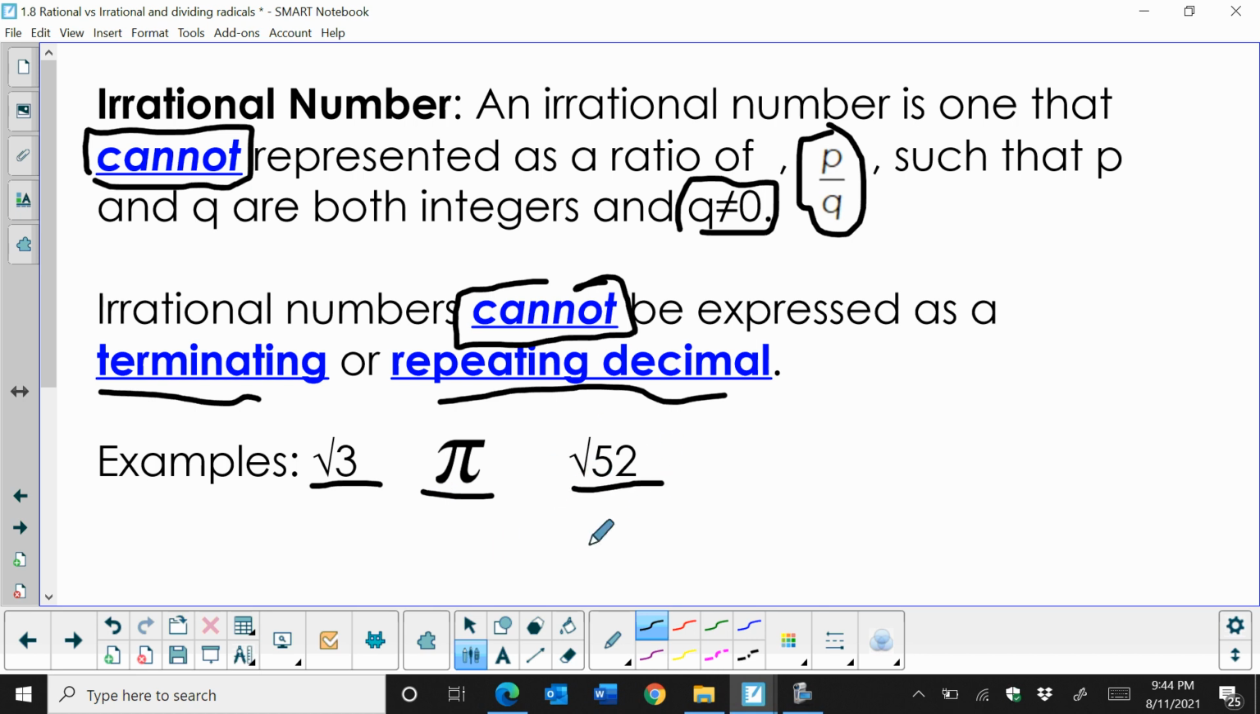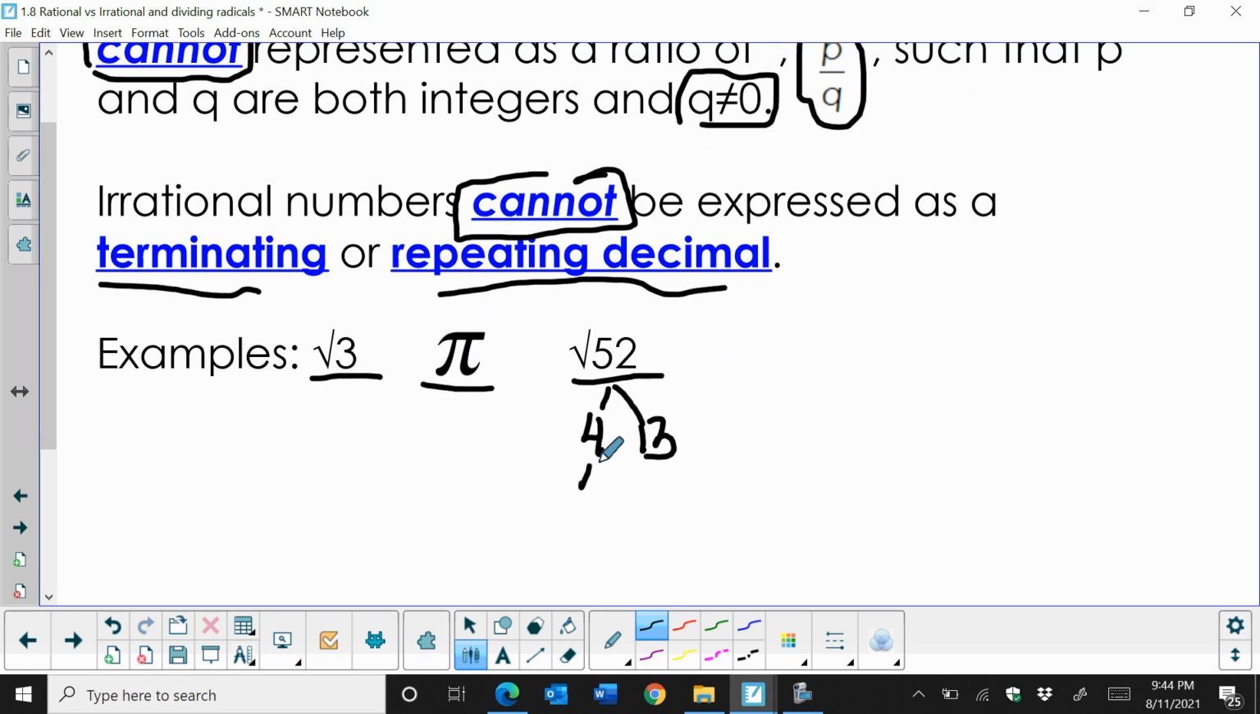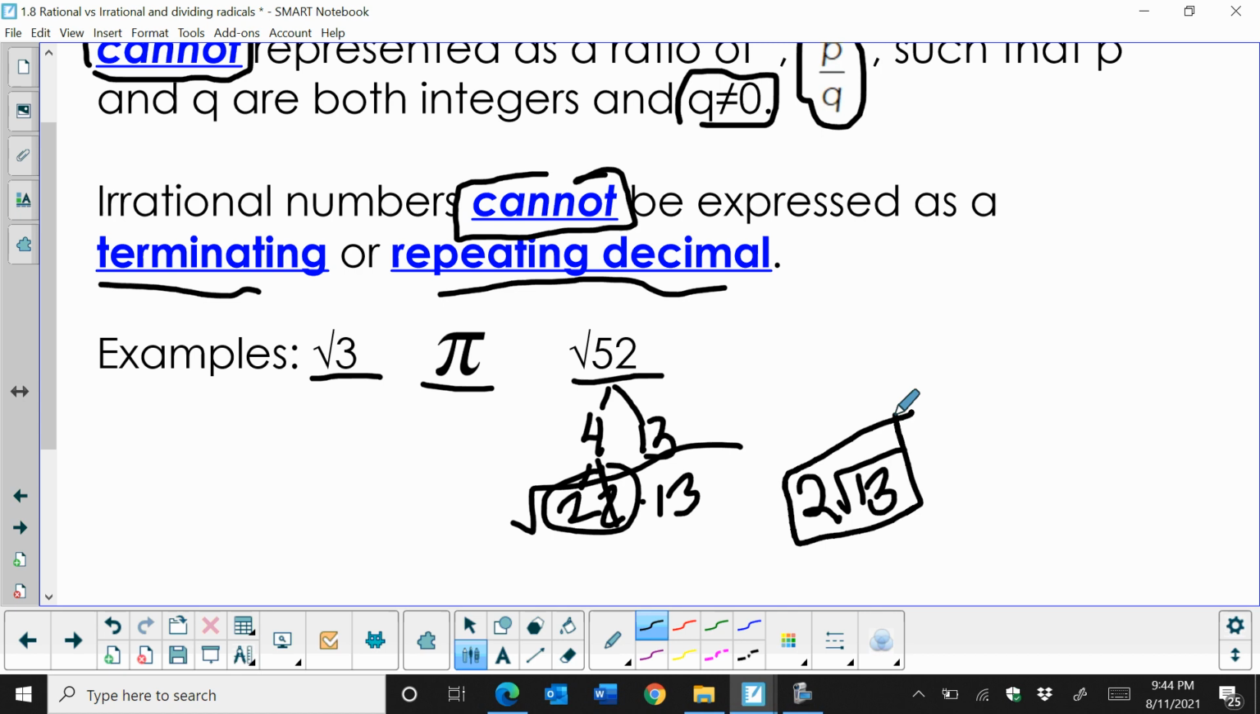We could simplify the square root of 52. It would simplify to 4 times 13. And then what do we know about that one? We can break 4 down to 2 and 2. We can simplify it by taking out a 2 from the radical, and we get 2 root 13. But since we still have a radical that cannot be simplified any further, that is still considered irrational.